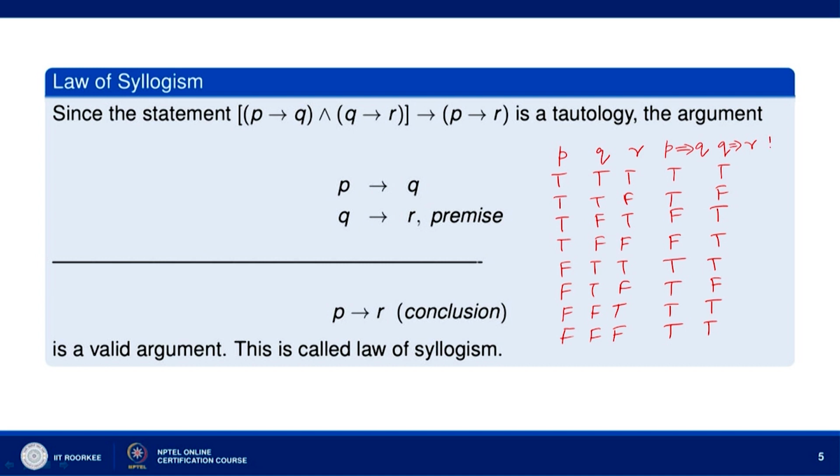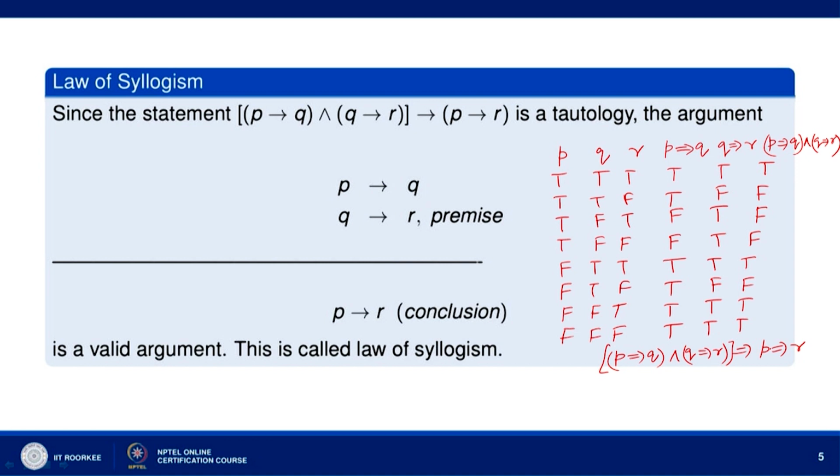Then P implies Q and Q implies R. So, T and T, T and F, F and T, F and T, F, T T is T, T F is F, T T is T, T T is T. Then P implies Q and Q implies R implies P implies R.